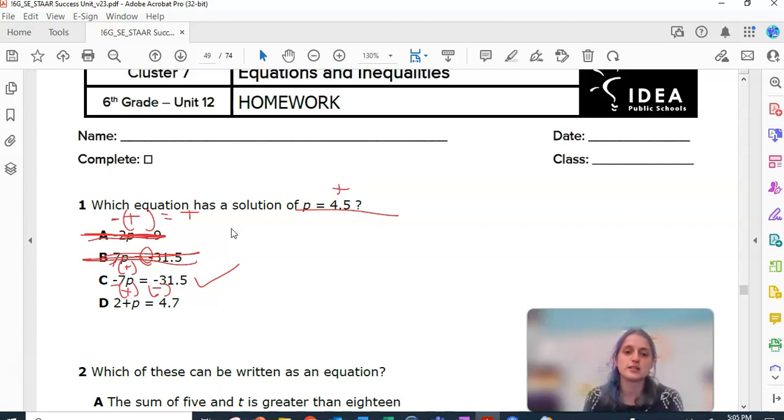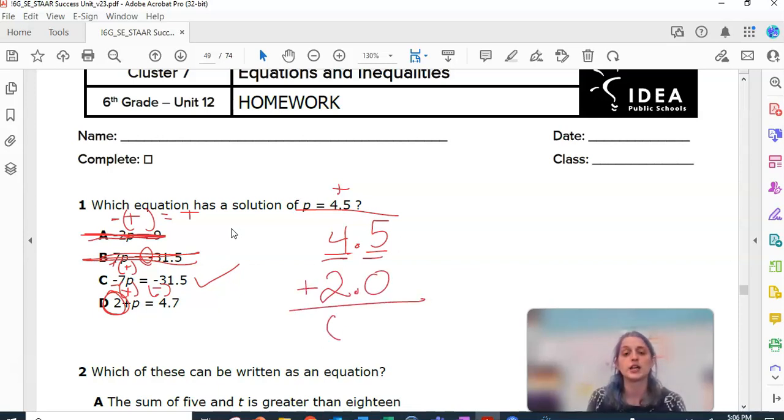D says 2 plus p, 2 plus 4.5 equals 4.7. We need to think quickly about our place values. This is my ones place, my whole numbers. This is my tenths place. It is less than a whole number. So I'm looking at that 2. Is that 2 wholes or 0.2? That looks like 2 wholes to me, so it's going to get added to the 4 wholes. We can even call it 2.0. Does that make 4.7? No, actually that makes 6.5. So this is not a true statement, and I don't even have to multiply with decimals. C must be my answer.